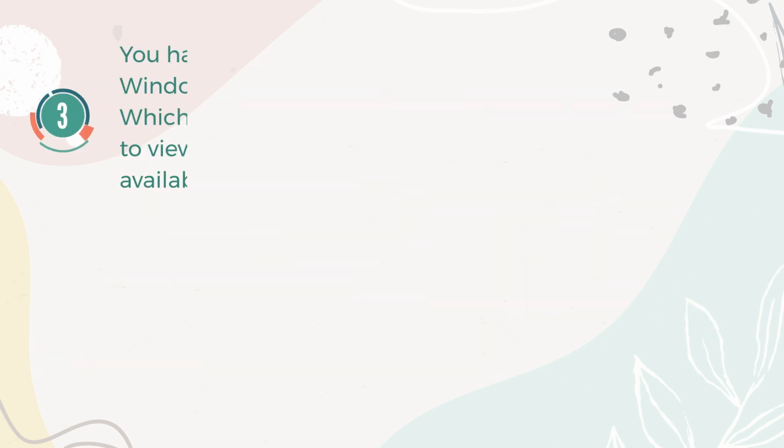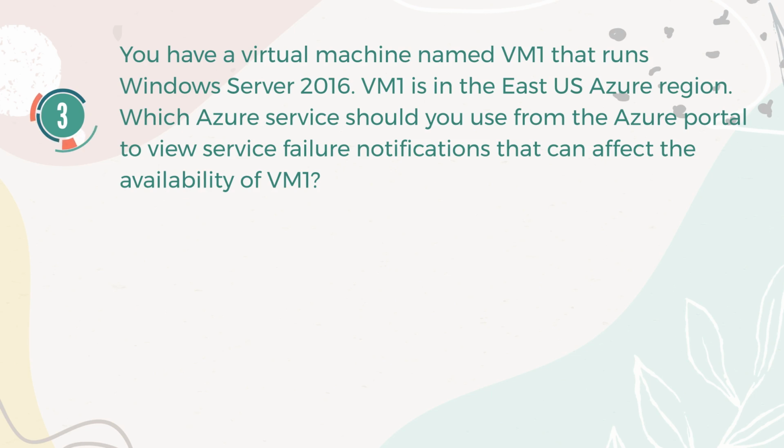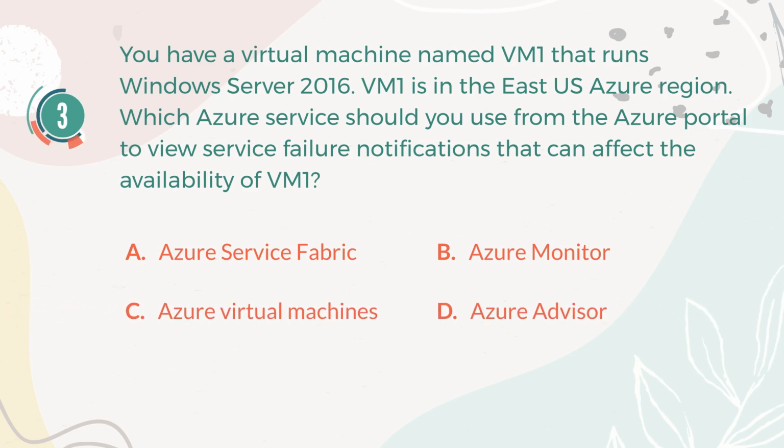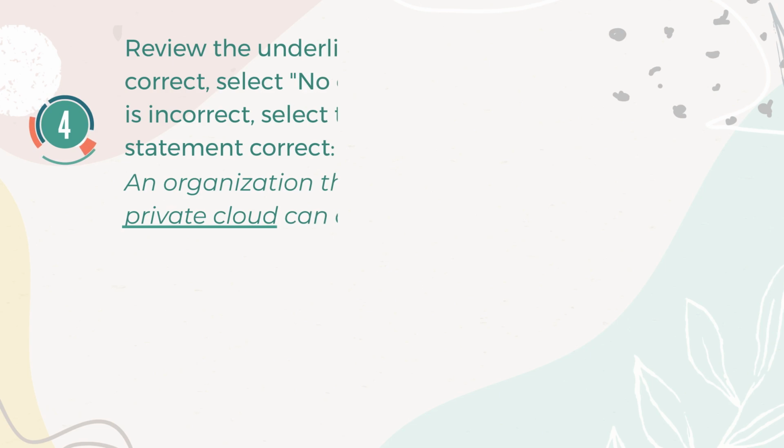Number 3. You have a virtual machine named VM1 that runs Windows Server 2016. VM1 is in the East US Azure region. Which Azure service should you use from the Azure portal to view service failure notifications that can affect the availability of VM1? A. Azure Service Fabric. B. Azure Monitor. C. Azure Virtual Machines. D. Azure Advisor. The correct answer is B. Azure Monitor.